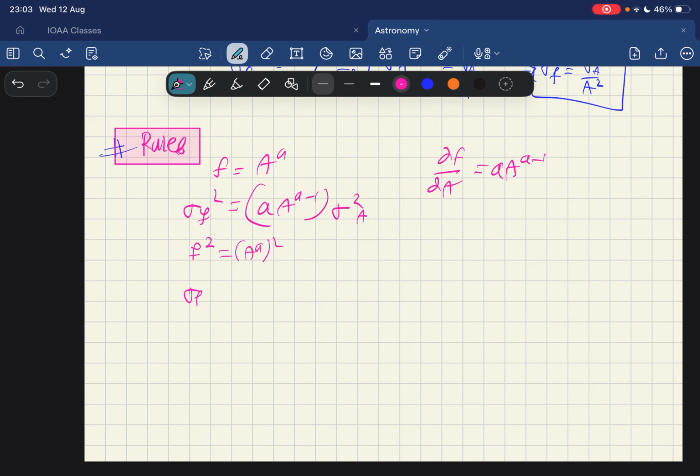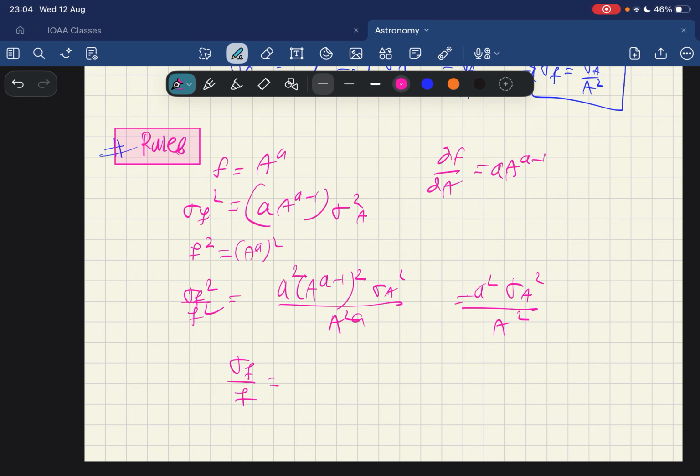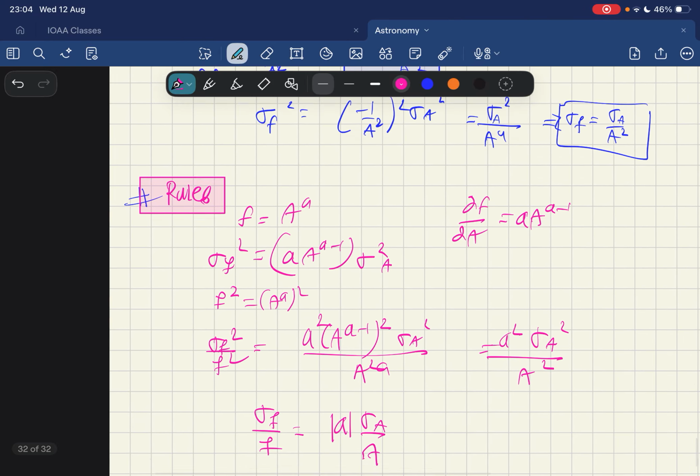Okay, so sigma f squared divided by f squared equals n squared a power 2n minus 2 sigma a squared divided by a power 2n. You will get n squared sigma a squared divided by a squared. Taking the square root of it, we will get sigma f by f equals the magnitude of n times sigma a by a, and we take plus or minus. It is especially important when we calculate errors in the volume of spheres like the earth or any. So yeah, one final rule.